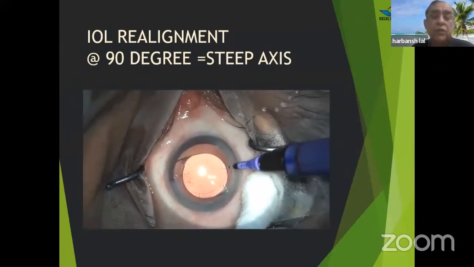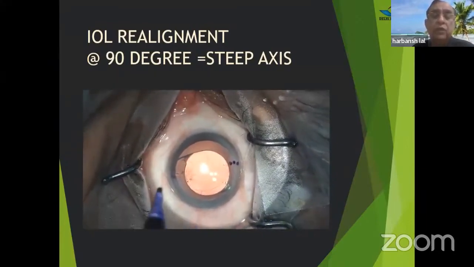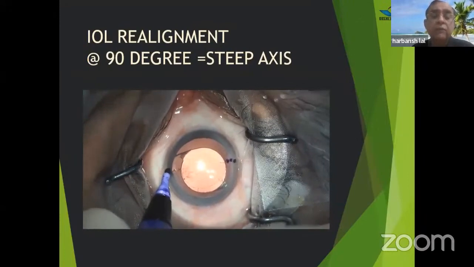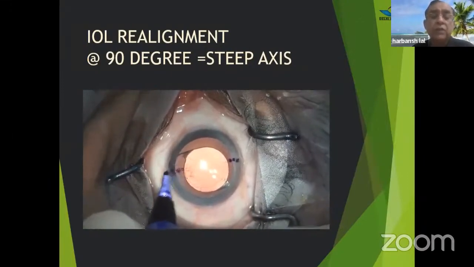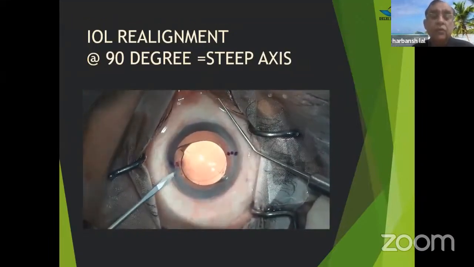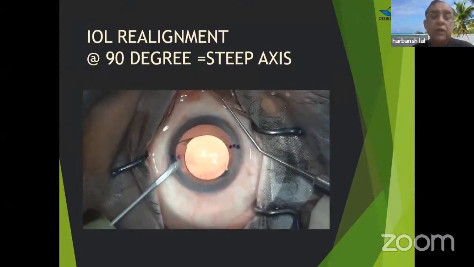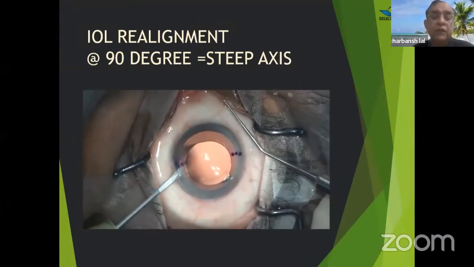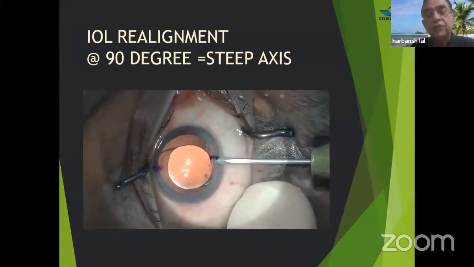The advantage of 3 points is that usually the peripheral most mark is more accurate because there is less parallax over there. And even when you are putting these marks, you can mentally analyze which of these marks are more at 90 degree. So this was the original side port incision. I usually make only one side port incision, but for repositioning, because I need an infusion from one side and repositioning from the other side, I created another side port incision.